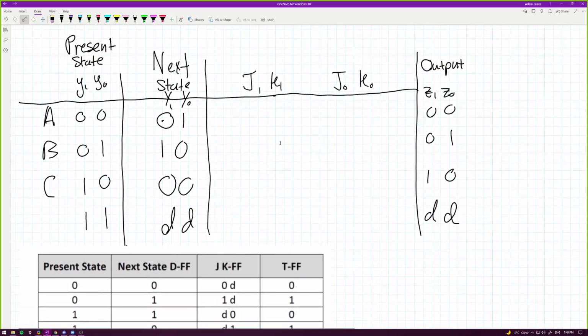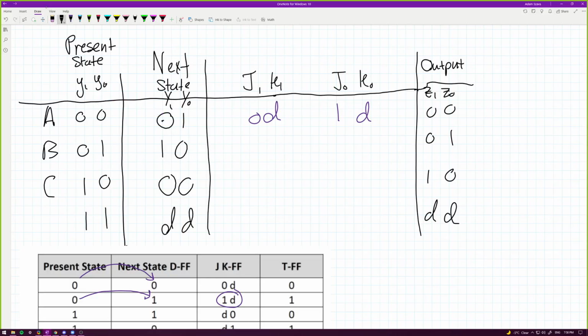Then from here to figure out what our table has to be when we fill it in, right? What we do is we match this. So present state is zero, next state is one. Zero, one. For our JK flip-flop, zero, it's going to be one, don't care. And then we just continue this pattern, right? Zero, zero. We get zero, don't care. So really this is more about matching the pattern here.